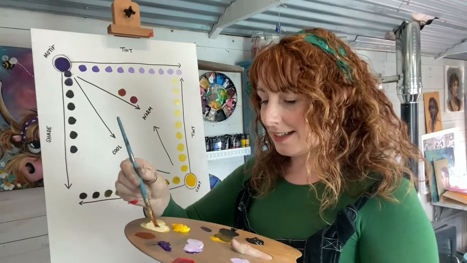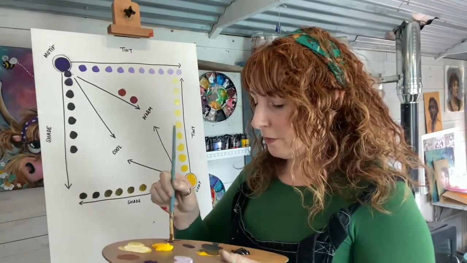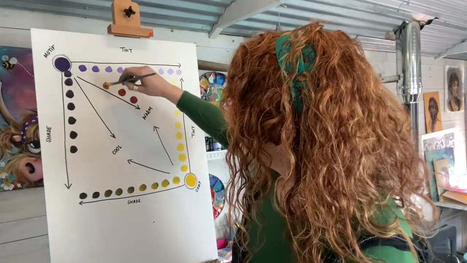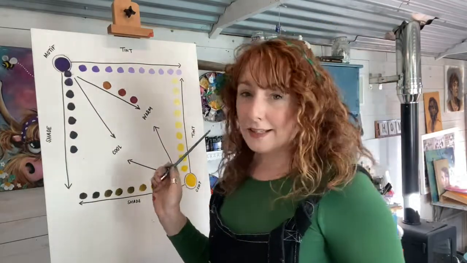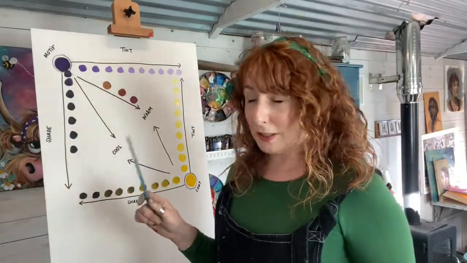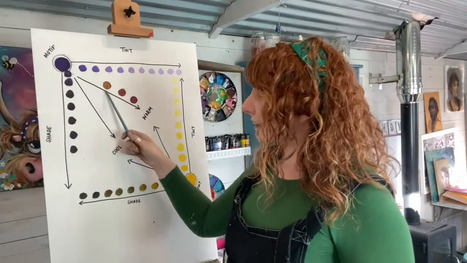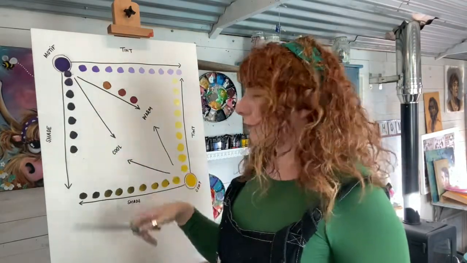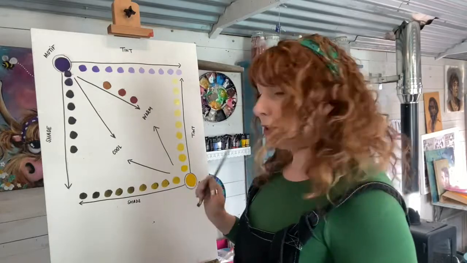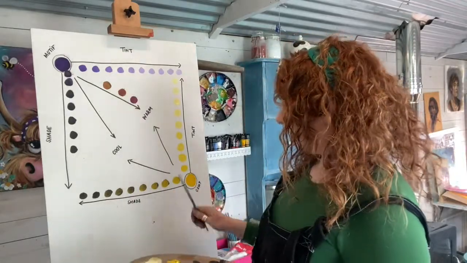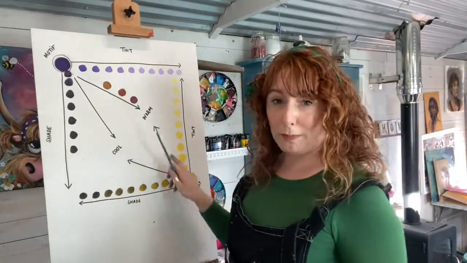Then take in a tiny bit of purple with a bit of yellow. So by mixing the warm colours from the colour wheel to our main colour, we can get this lovely range of chromatic mixes. We're going to do the same with the complementary.